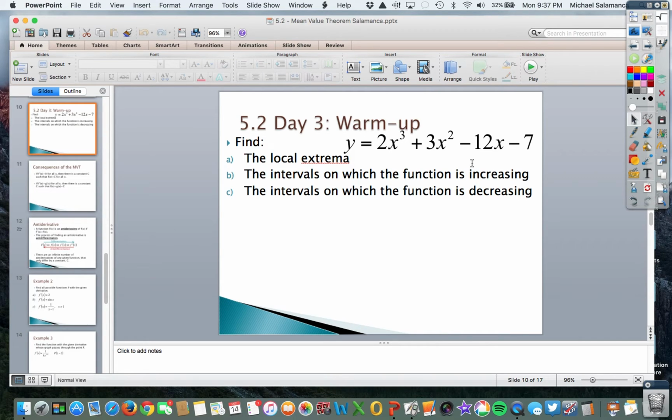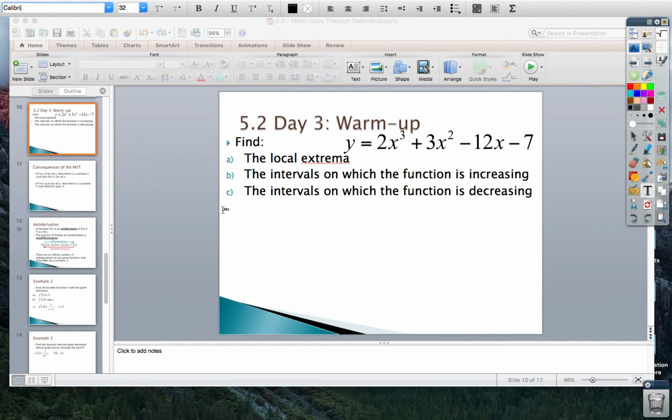Now notice, it's y equals 2x cubed, so it's a positive 2x cubed. Let's see if we can do it without a graph this time. We're going to take the derivative. y equals 2x cubed plus 3x squared minus 12x minus 7. So y prime is equal to 6x squared plus 6x minus 12. Now we're going to set that equal to 0, because that's how we find our critical points.